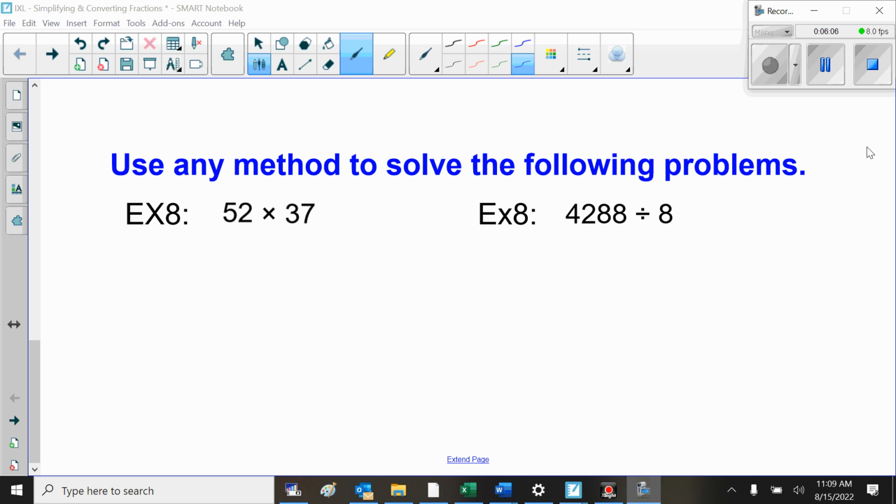All right. So I would like for you to do example 8 and example 9. Okay. And I would like you to use any method to solve these two problems. So we have, for example 8, 52 times 37. And for example 9, we have 4,288 divided by 8. And you are going to do this on your own.